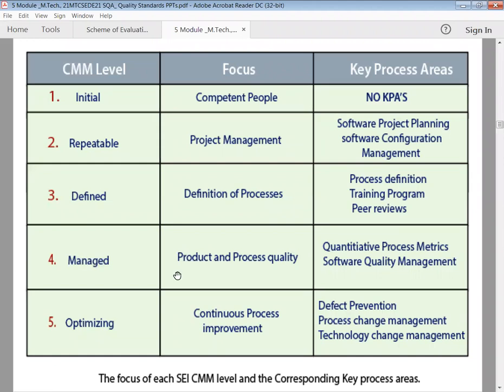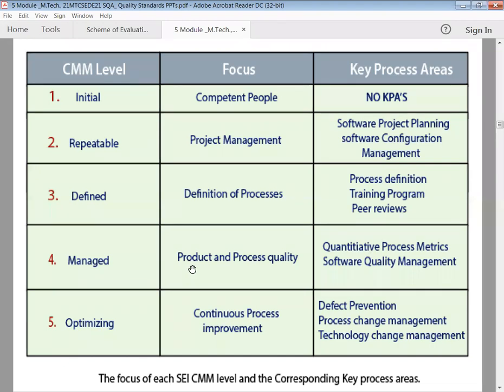The fourth one is managed. Here, we focus on product and process quality. So whatever process we are following, it should be a qualitative one. And we give focus to the product also. Here, we give quantitative process metrics. Product measurement will be done, and process measurement will be done.